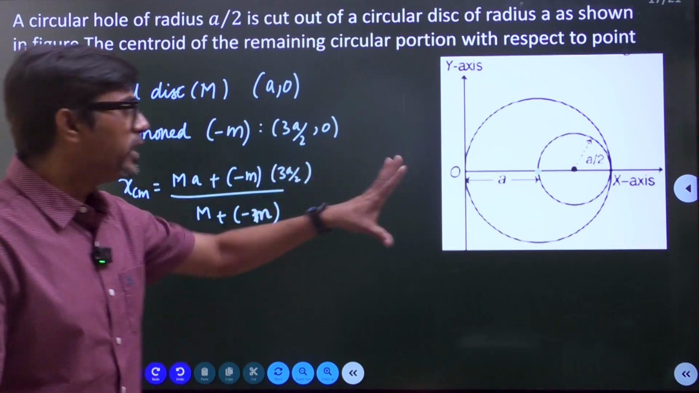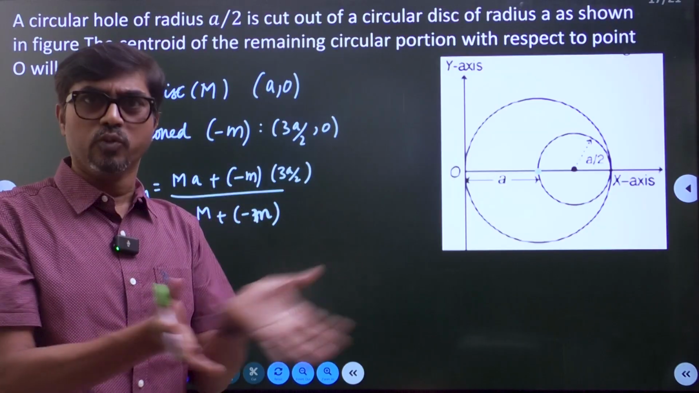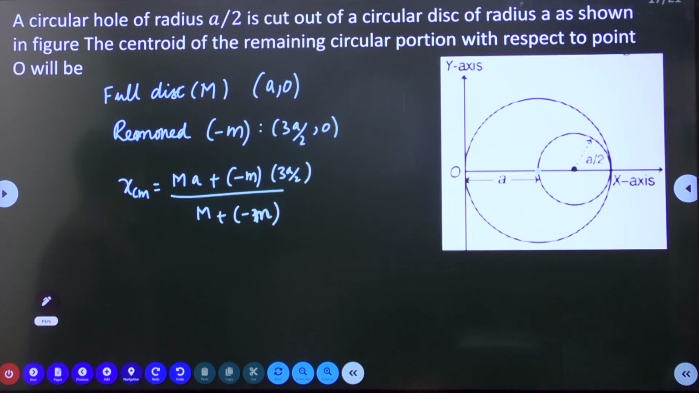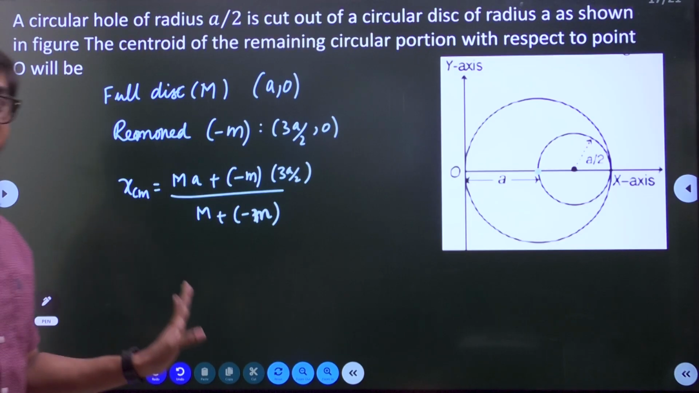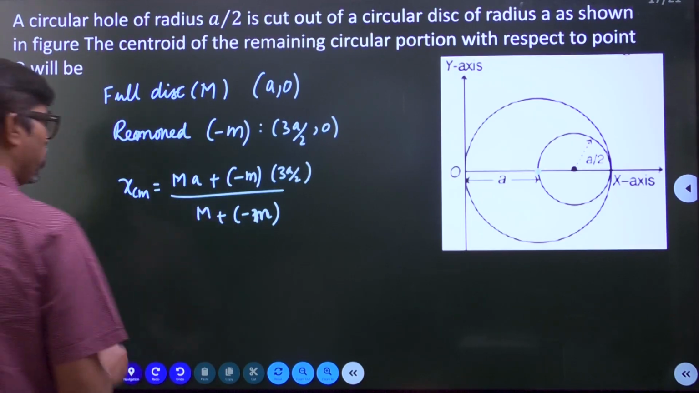Taking the whole can be visualized as plus m and minus m. Plus m is combined with the full disk to make it a bigger disk. So that is a very nice idea, a very useful method, right? The negative mass idea is only mathematical; physically it has no physical significance. So this is what I'm going to get there.